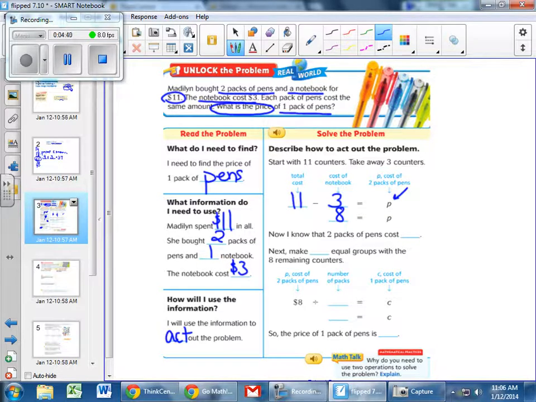Now I know that 2 packs of pins cost $8. So we know that we have $8 left over from the $11 that we're going to split between the 2 packs of pins. So we need two equal groups because she bought 2 packs of pins. Okay, so you have $8 divided by 2. So we're going to make 2 groups, and you're going to count out 8.